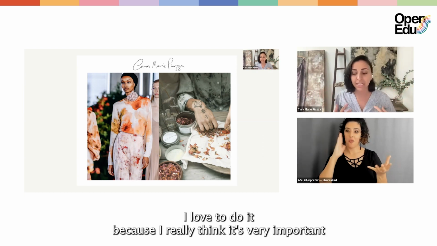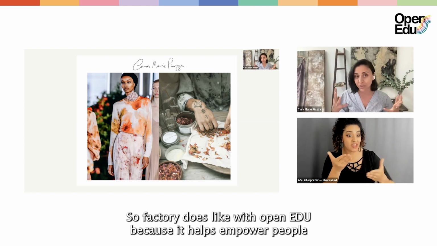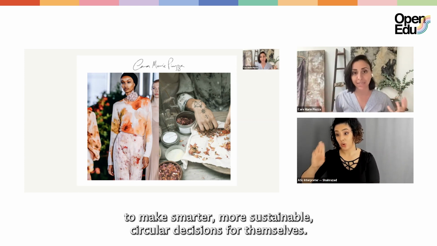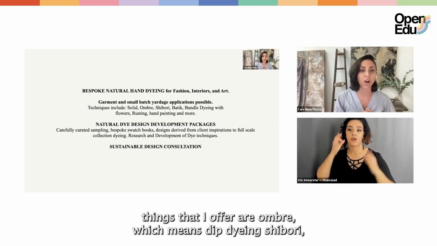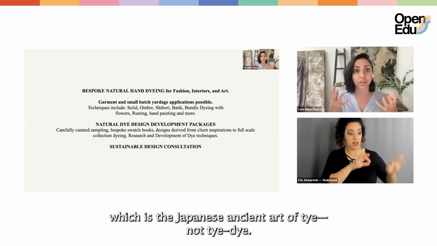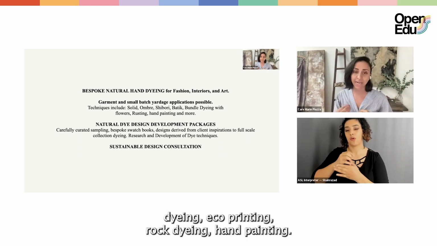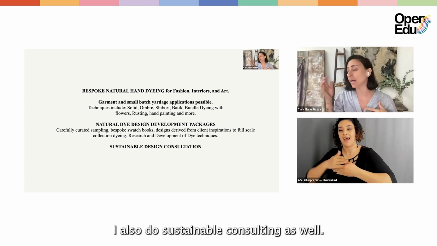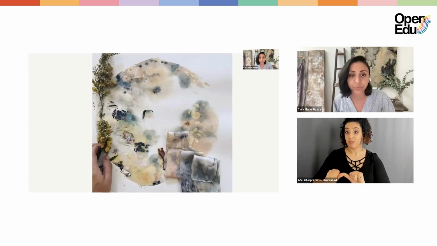because I really think it's very important to be able to share information just the way that the Slow Factory does, like with OpenEDU, because it helps empower people to make smarter, more sustainable, circular decisions for themselves. So some of the things that I offer are ombre, which means dip dyeing, shibori, which is the Japanese ancient art of, well, not tie-dye, it's much more elevated than that, but folding and resist making, bundle dyeing, eco printing, rust dyeing, hand painting. I also do sustainable consulting as well. So these are all offerings that can happen under the umbrella of natural dyes.